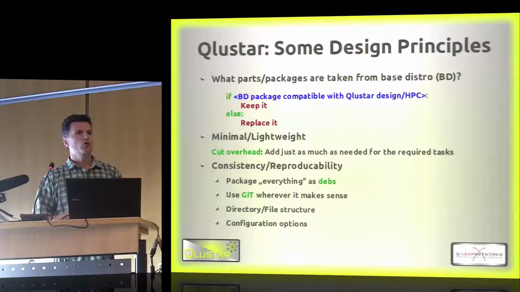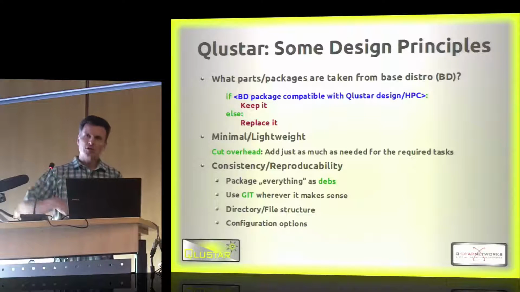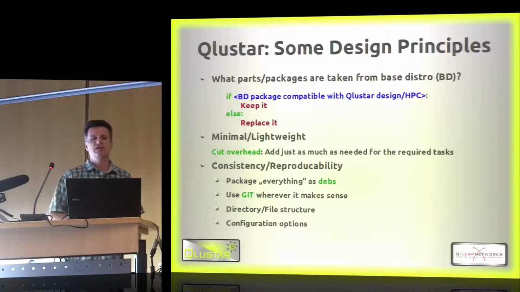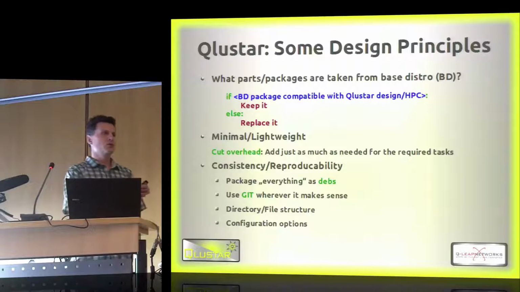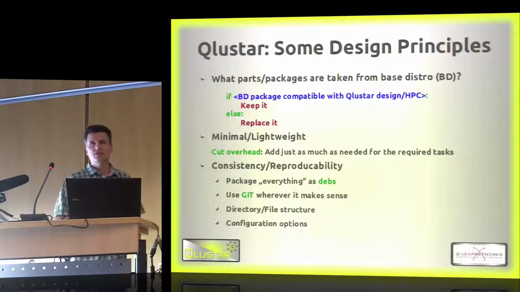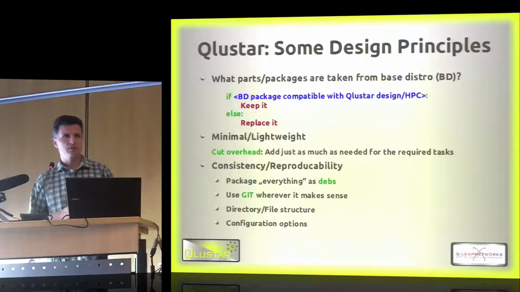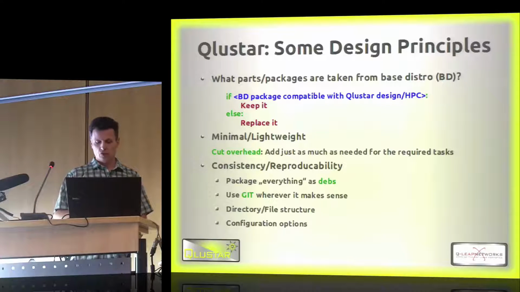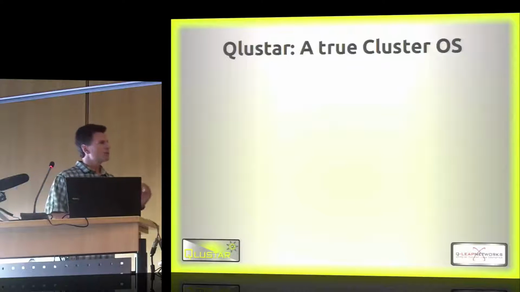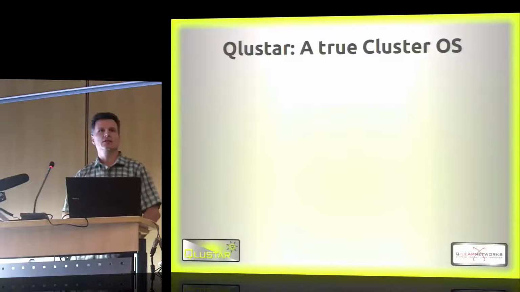We use a Git version control system wherever it makes sense for our internal package development, etc., but also on the cluster for some configuration files. So you can always reproduce previous states. And we have a consistent layout for directory and file structure in the system, and also a consistent scheme for configuration options and configuration files. So that gives you a manageable system that's pretty easy to maintain and update and keep in shape.